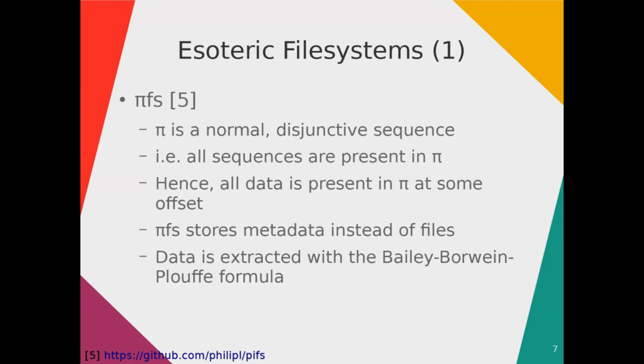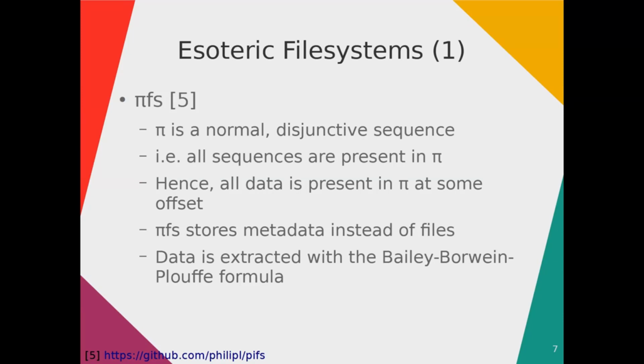So there are some kind of esoteric file systems out there. There's one called PiFS, which is based off the number pi. Because of the mathematical properties of pi, you end up with a seemingly random sequence of digits all the way out, so all data will be present somewhere in pi. So actually, you don't really need to store the data itself. You just need to store the index in pi at which your data lives.